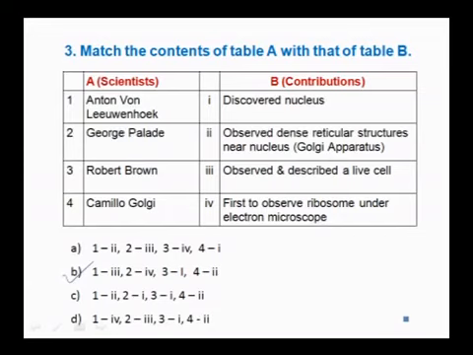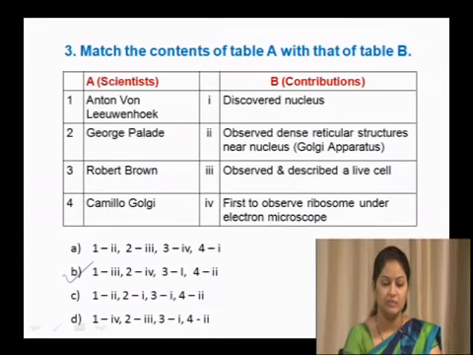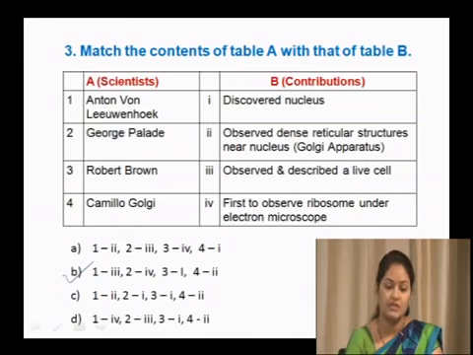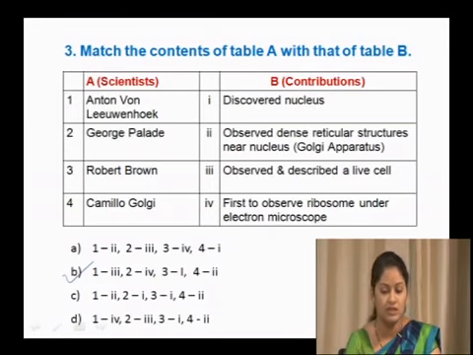Here comes the third question, that is to match the contents of the table. Table A indicates the names of the scientists and table B indicates the contributions of those scientists. So first comes Anton von Leeuwenhoek, second George Palade, third Robert Brown and fourth Camillo Golgi. And the contents of table B are: discovered nucleus; second, observed dense reticular structures near the nucleus, which are referred to as Golgi apparatus.